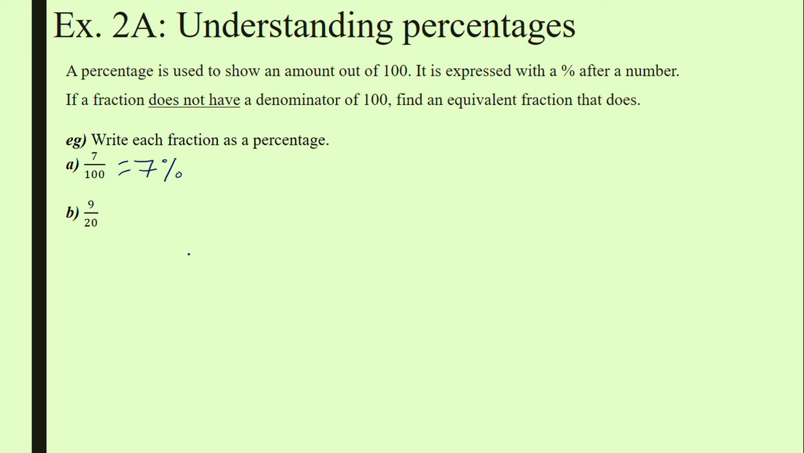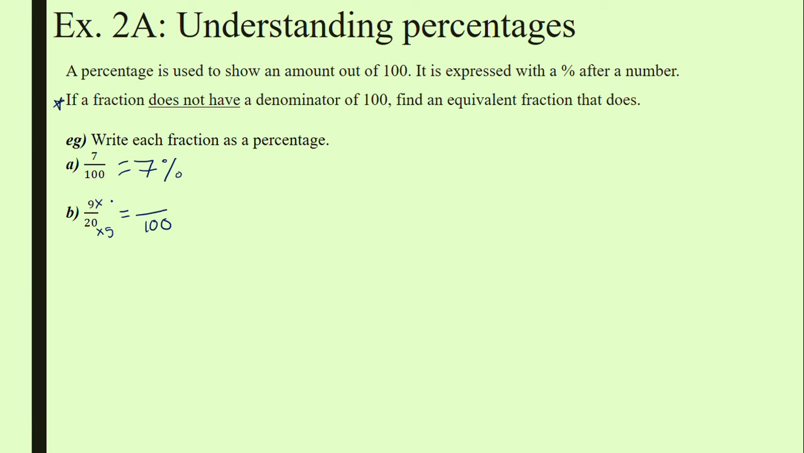Second example gets a little bit trickier. We've got 9 out of 20. So this point here, this "if a fraction does not have a denominator of 100" point, we don't have a denominator of 100, but we can make it an equivalent fraction with a denominator of 100. So have a think about what number we can multiply 20 by to get a denominator of 100. If you're thinking the number 5, great job, okay?